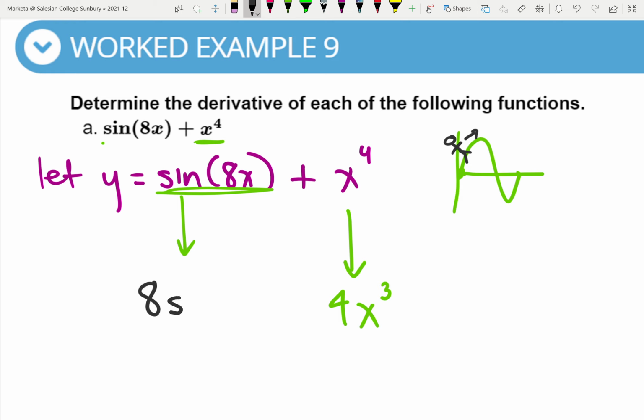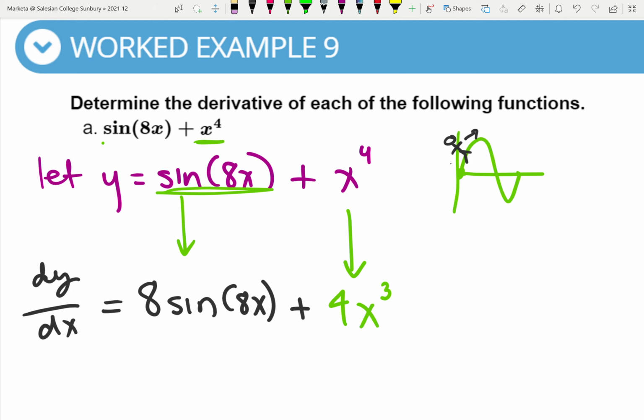So 8 sine 8x is what we're left with, plus 4x cubed. So that means dy/dx equals 8 sine 8x. And why this happens, why we take the derivative of this and put it out the front, multiply it, is because of the chain rule. And we'll cover that a bit later. So there's the first one.